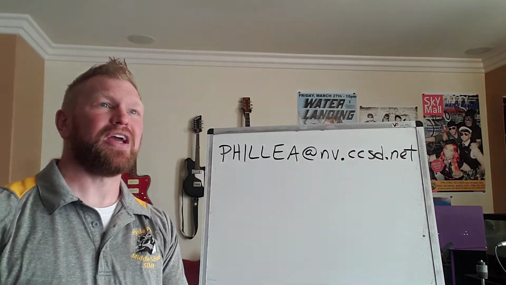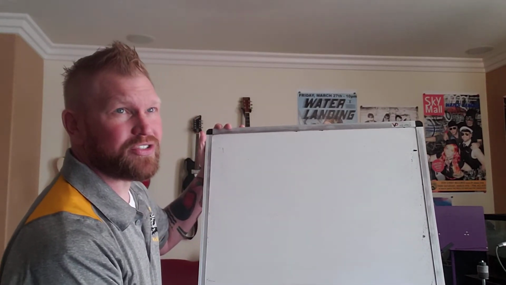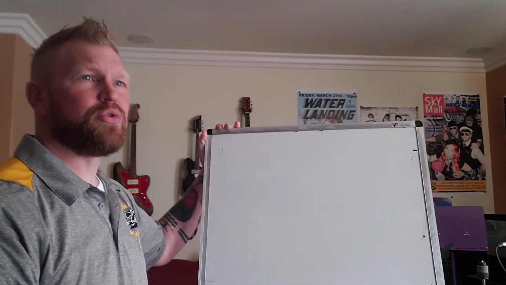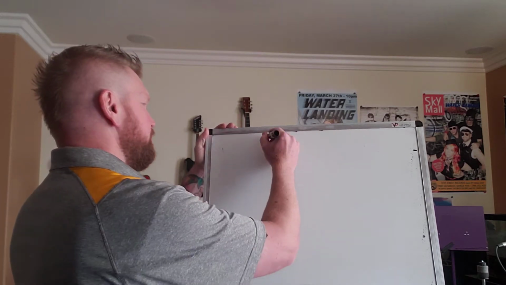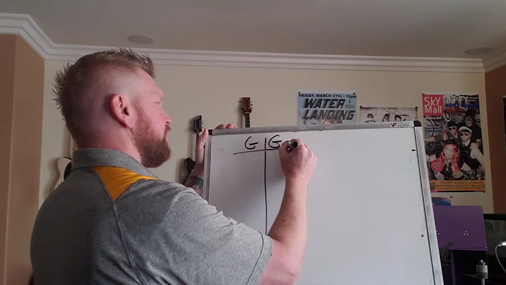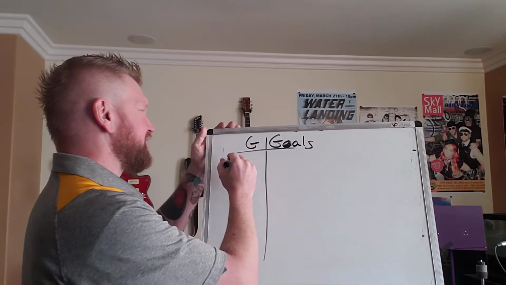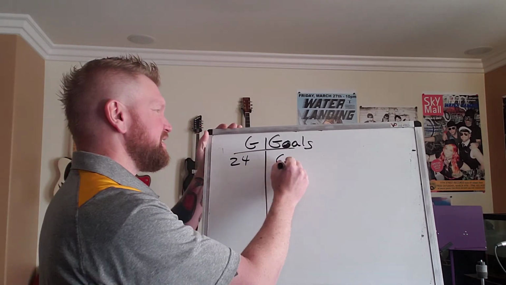Okay, number one, Veronica played 24 games and scored 6 goals. At this rate, how many goals will she score in 60 games? So if we make a table, games and goals. All right, so we've got 24 games, 6 goals.